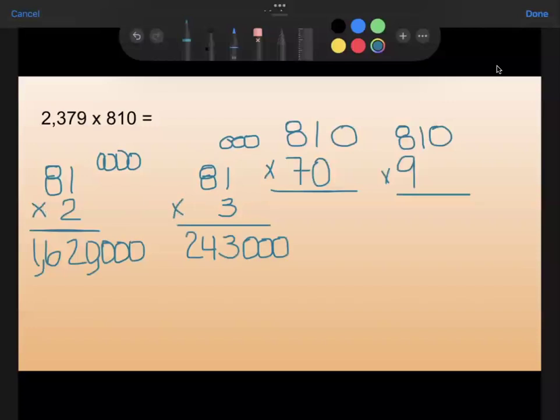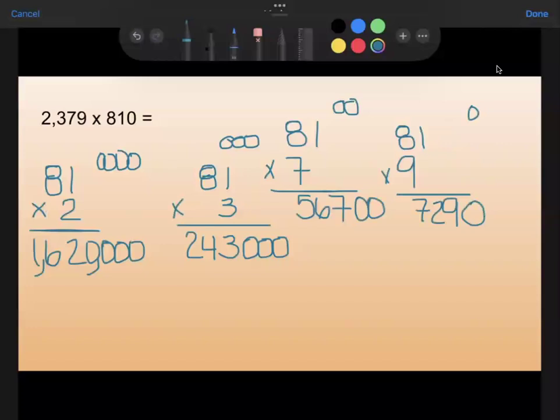Okay, for this one, I'm going to take these two zeros away, put them up here to remind myself. Now I'm going to do 81 times 7. So 1 times 7 is 7, and 8 times 7 is 56. And then I'm going to add 2 zeros to that one. And this one, I'm only going to add 1 zero back. So I'm going to put that one up there, erase this, and then I'm going to do 81 times 9. So 1 times 9 is 9, and 8 times 9 is 72. And then I'm going to add a 0 back.